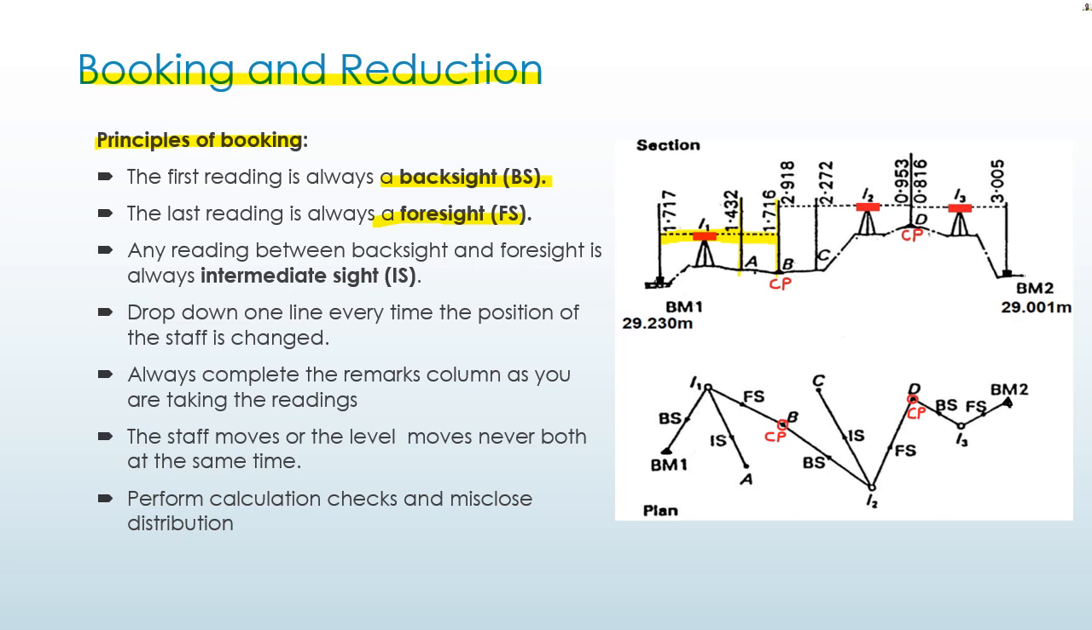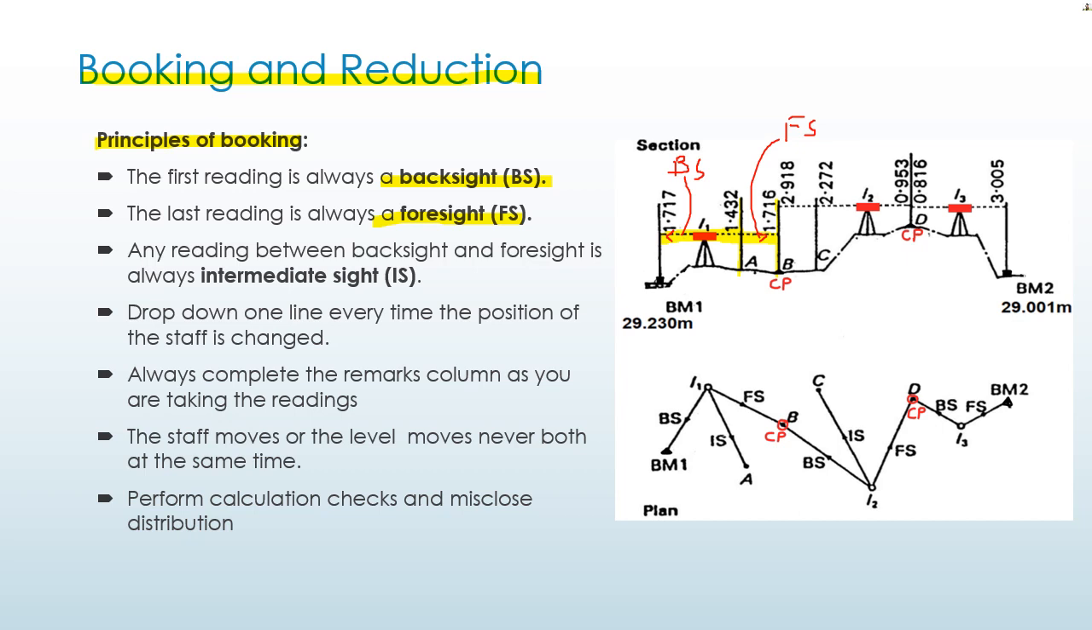After that, you move the instrument to the next setup. So the last reading is the reading to point B before you move the level to the next setup. So the reading to point B in this case will be the foresight. And the reading to benchmark 1, that is the backsight reading.